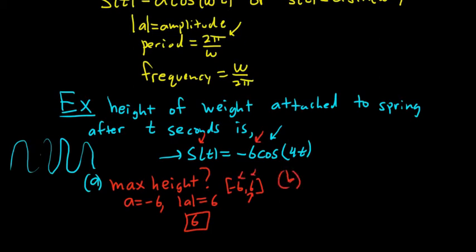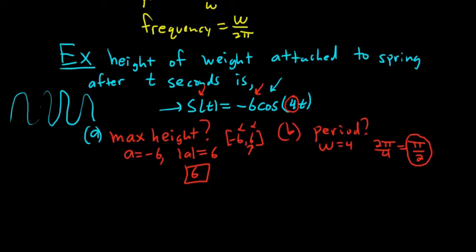Part B, we want to know the period. To find the period, we just do 2 pi over omega. Omega here is 4, so it's 2 pi over 4, which simplifies to pi over 2. So this function is periodic with period pi over 2. Part C, let's find the frequency. To find the frequency, we just flip the period, so that would be 2 over pi. Pretty easy.